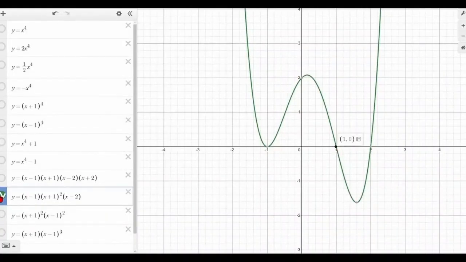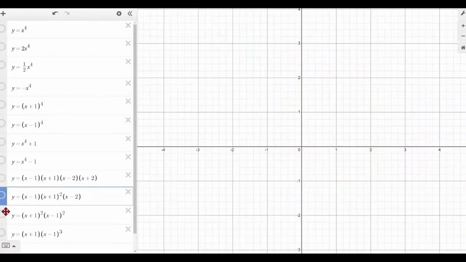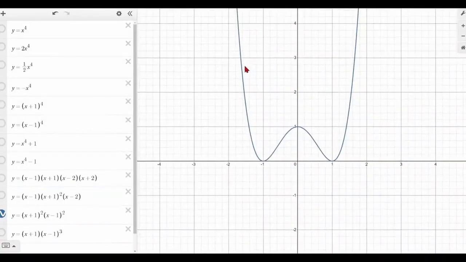Well, I think you can see where this is going. So when we've got the squared, we get a turning point. And so when they're both squared, we get 2 turning points. So x plus 1, x minus 1, well, both of these values have a turning point.